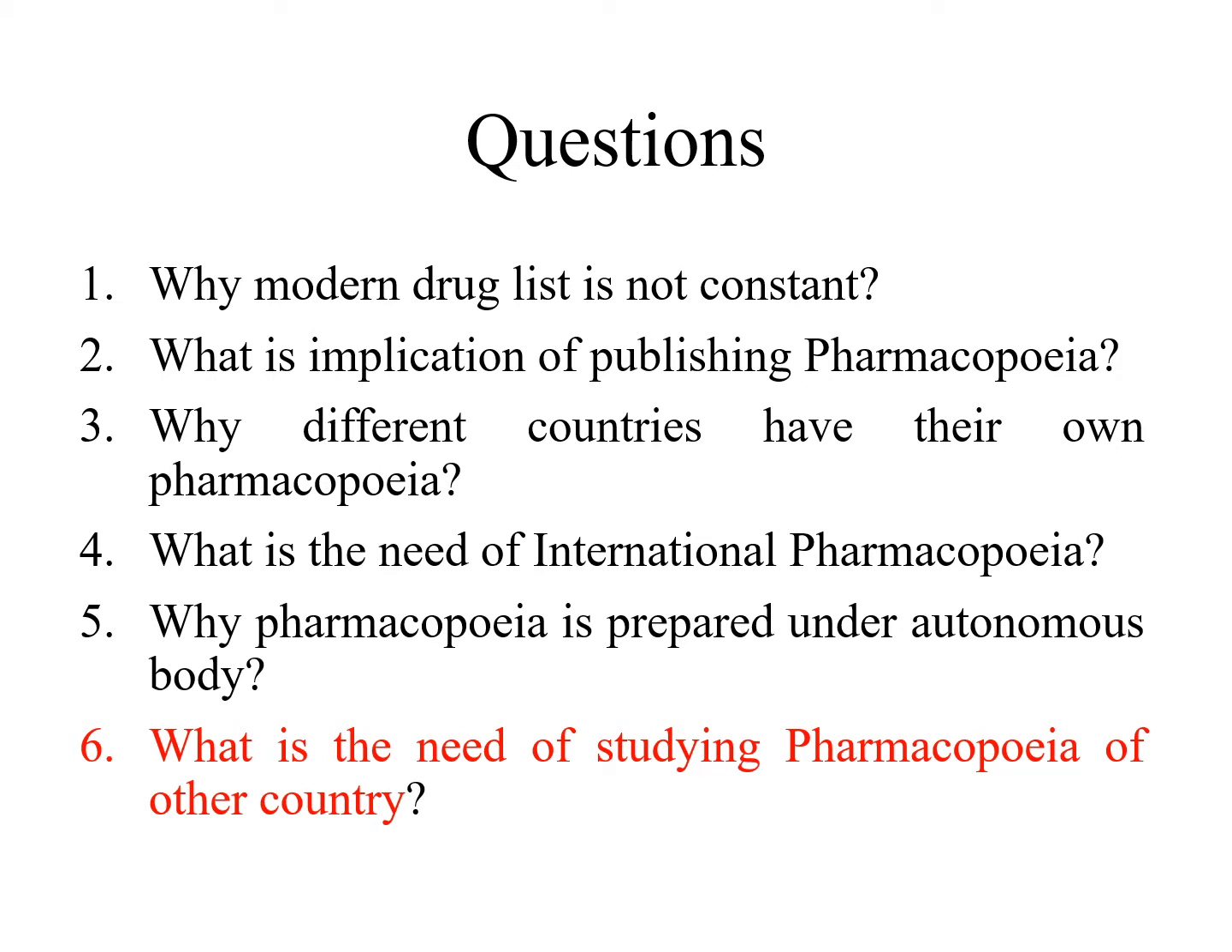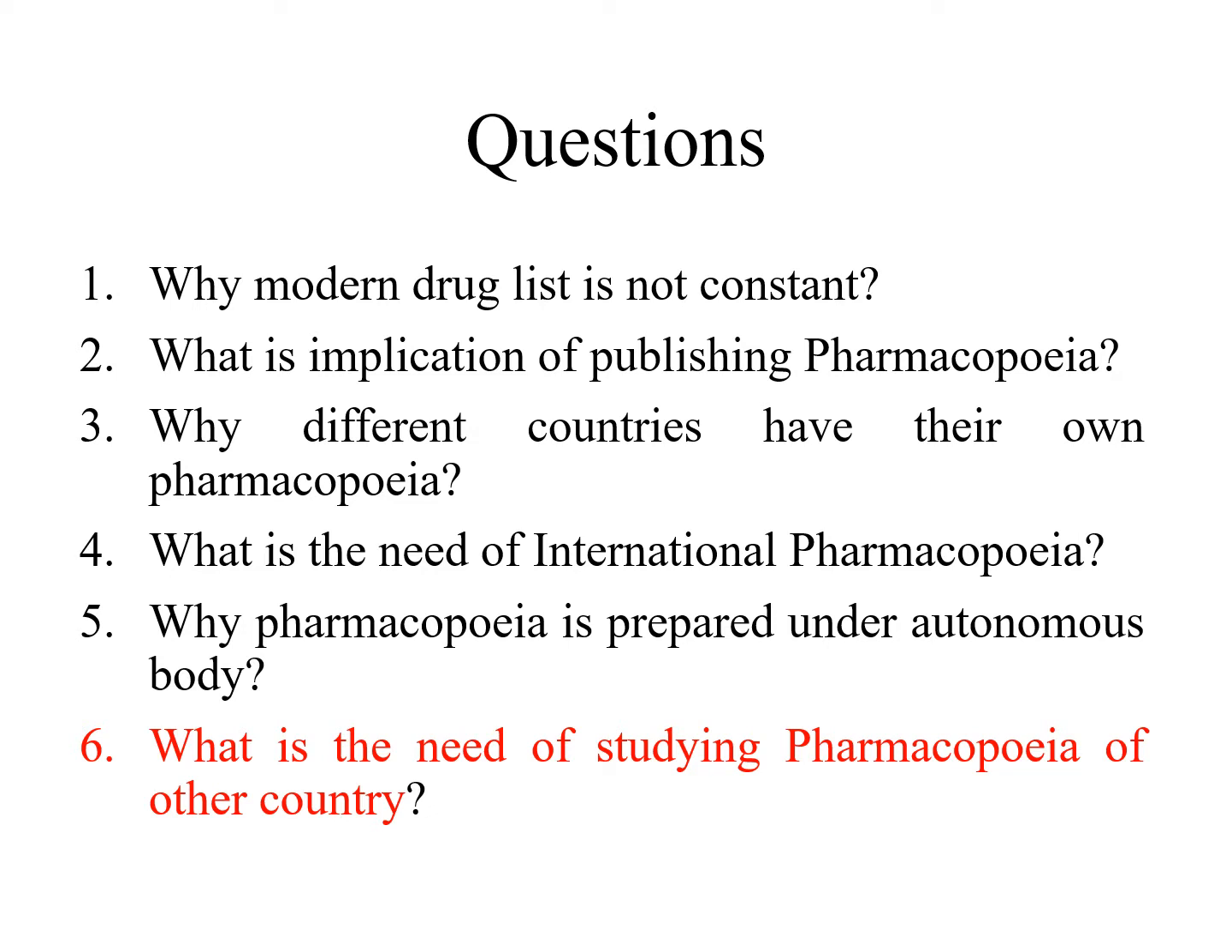Before going to that, let us know how much we know about this pharmacopoeia. We are going to analyze our knowledge by using these questions. Question number 1, why is the modern drug list not constant? Drugs are going to be added and deleted every year or every edition. Why is it so? Question number 2, what are the implications of publishing a pharmacopoeia? What is the core idea of publishing this pharmacopoeia?